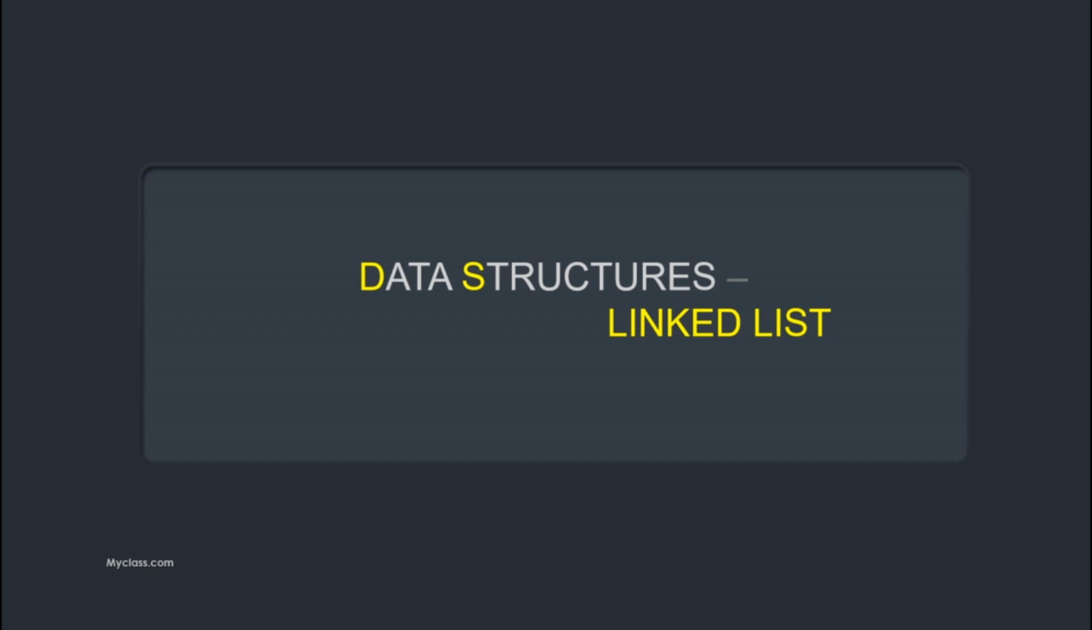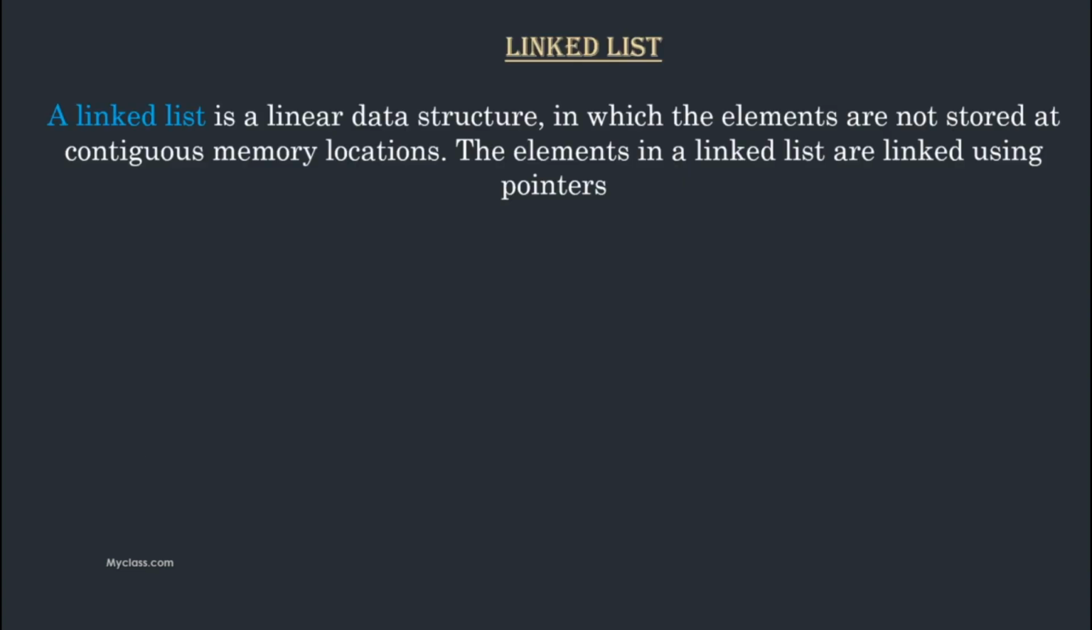Dear students, our new topic: linked list, a linear data structure. What is a linked list? A linked list is a linear data structure in which the elements are nodes, not stored at contiguous memory locations. The elements in a linked list are linked using pointers.